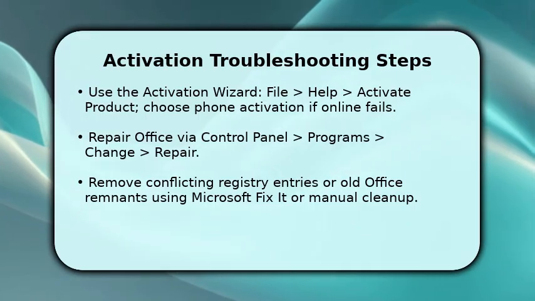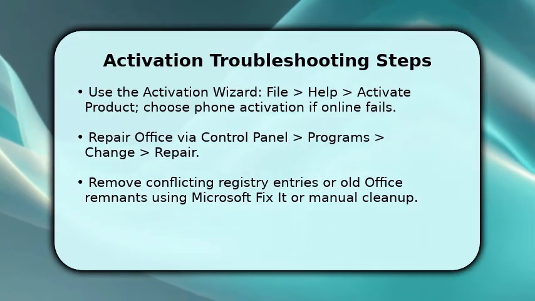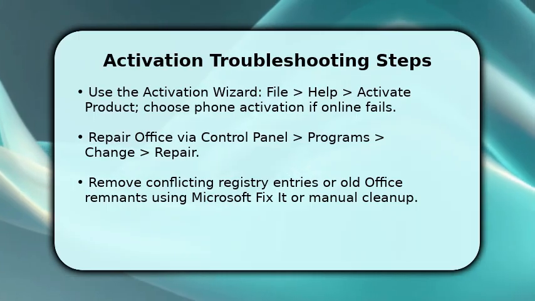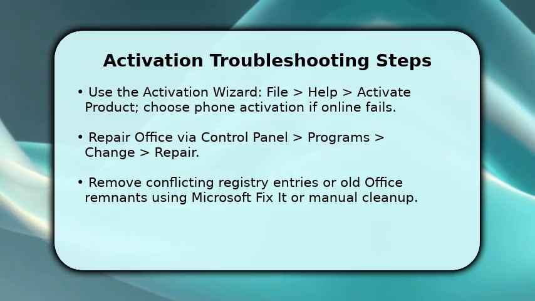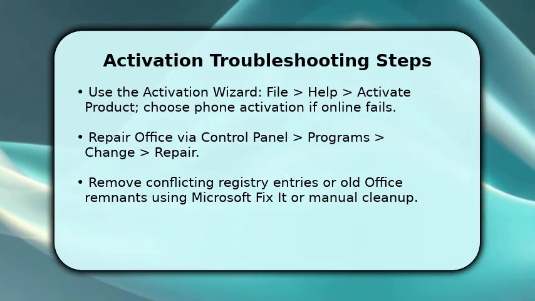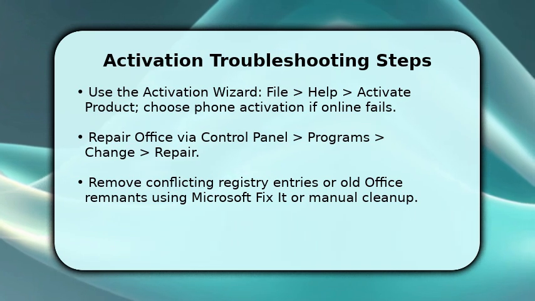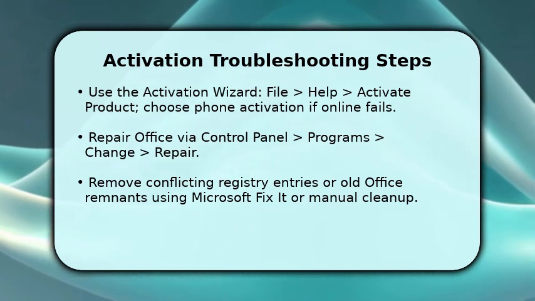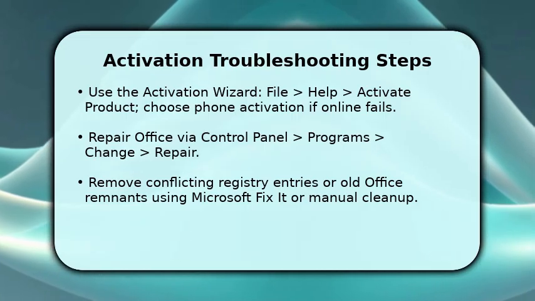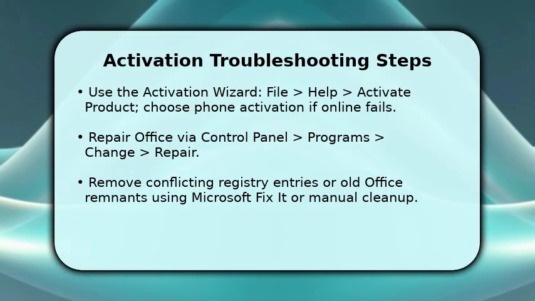Next, run a repair from Control Panel programs, change repair to fix corrupted files that block activation. If remnants of older Office versions persist, remove them with the official removal tool or carefully clean specific registry keys to eliminate conflicts before retrying activation.